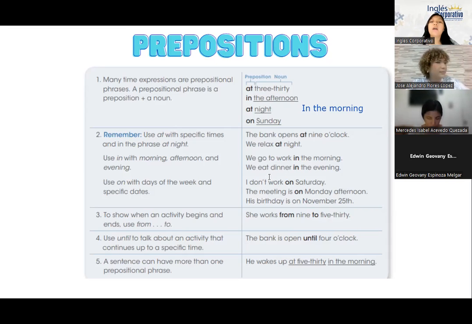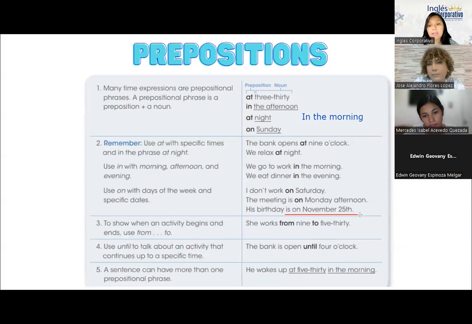Ahora, I don't work on Saturday, on day of the week, día de la semana. The meeting is on Monday afternoon. Yes, on Monday afternoon, el lunes por la tarde. Ahora, look at this, guys. His birthday is on November 25th. Fecha específica, vamos a utilizar on. Decimos, en noviembre 25.